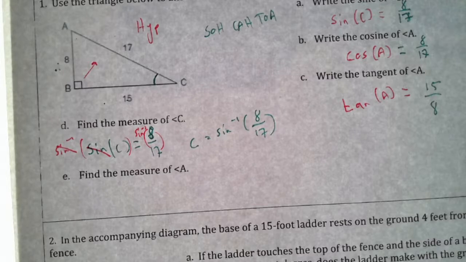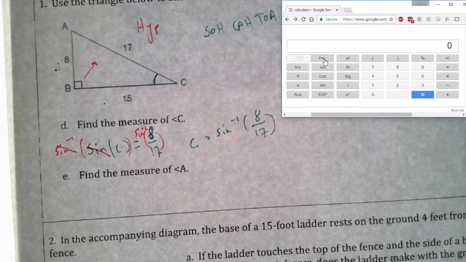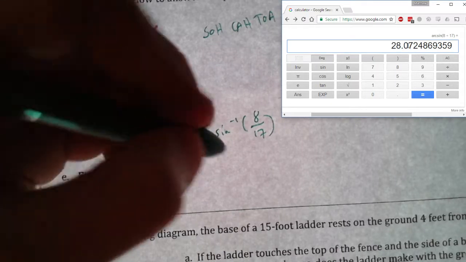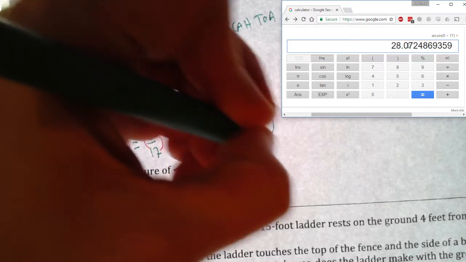And so let's pull out our calculator, and I'm in degree mode. That's what the DEG is for. And I can just do inverse sine 8 over 17. You might notice it's saying arc sine. That's fine. That's just the inverse of sine. Inverse sine of 8 over 17 is 28.07. So I can say angle C is equal to 28.07 degrees.